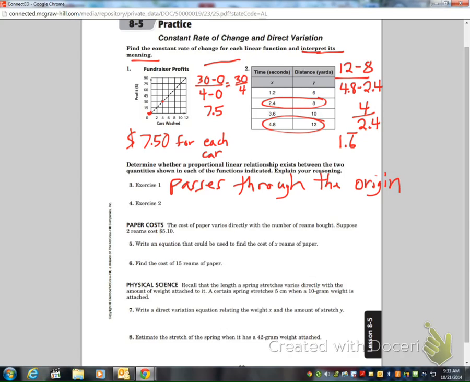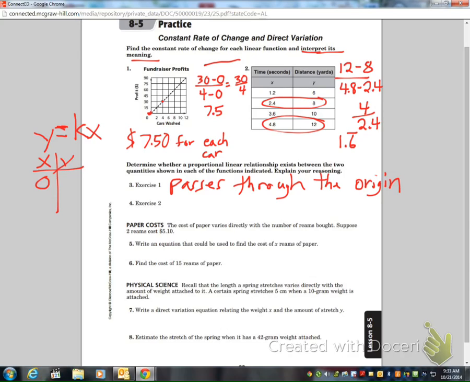The origin is 0, 0, right? Yeah. A direct variation equation looks like y equals k times x, where k is anything other than 0, right? So if I make a t-table for any direct variation equation, any equation that has this format, y equals a constant times x, if I let x be 0, what's y going to be? 0, right? Because k times 0 is 0.